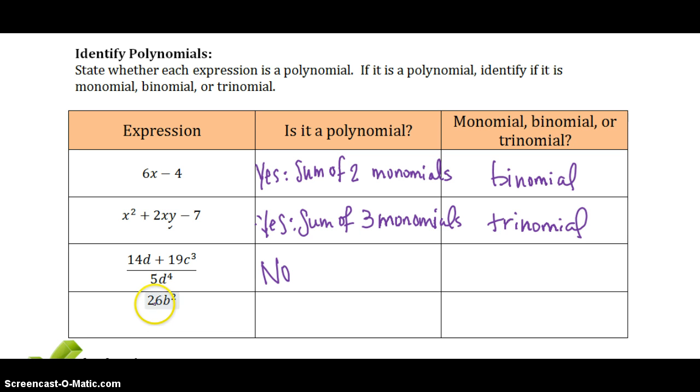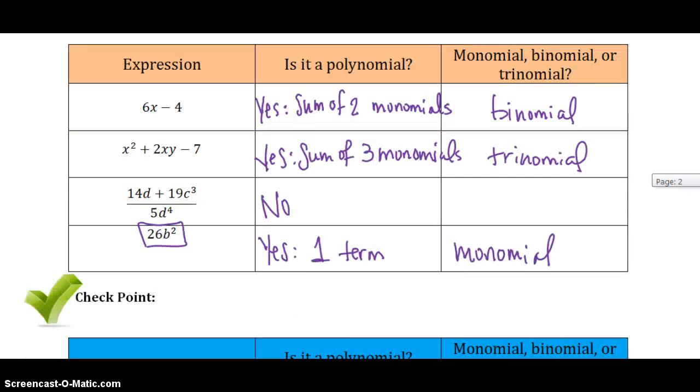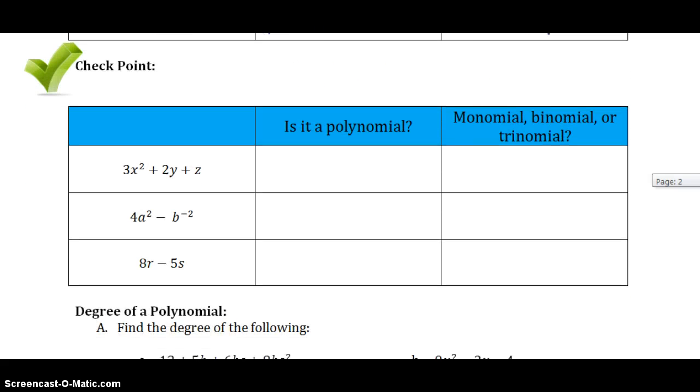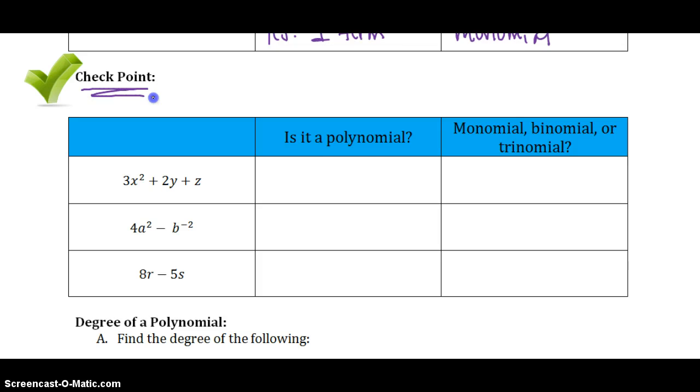Moving on to the next one, it's a multiplication. It's 26 times b squared. There's no addition or subtraction. So remember, if it's not separated by addition or subtraction, it is a polynomial, but it only has 1 term. So if it only has 1 term, guess what that's called? A monomial. All right, so I hope that helps make the notes on the first page a little clearer. I want you to try this checkpoint.